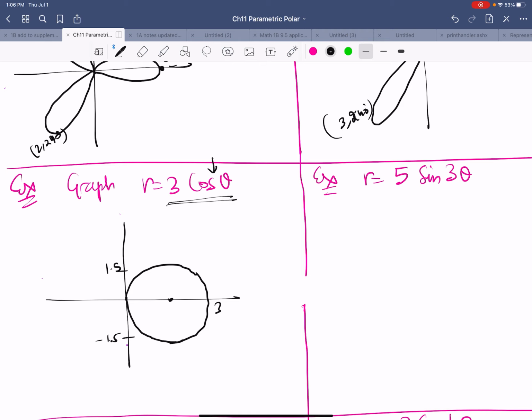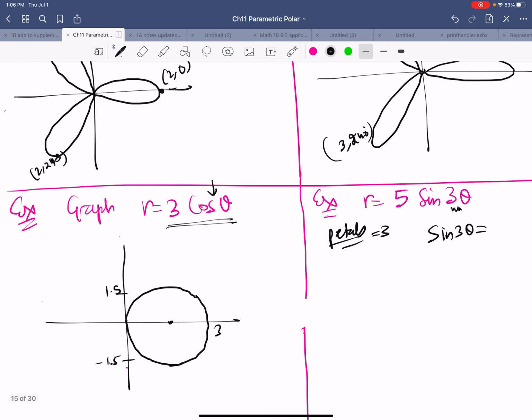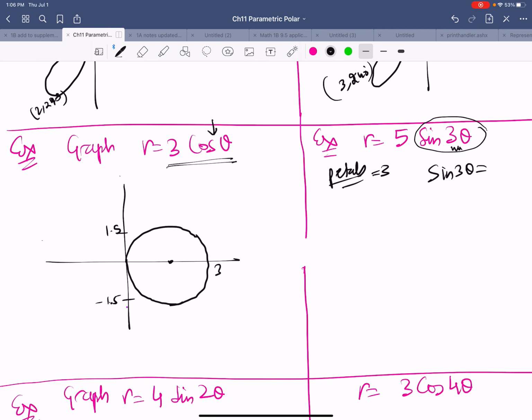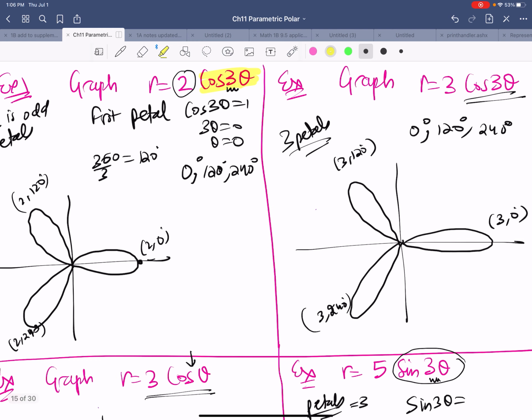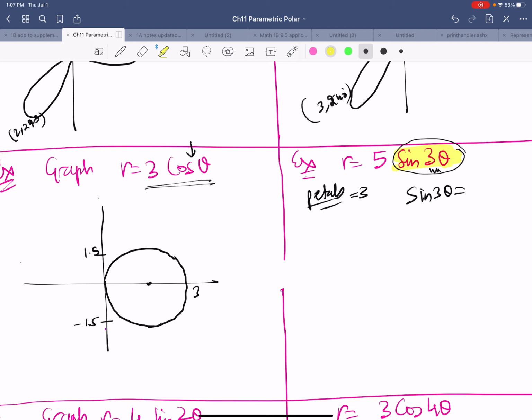Okay, how about r equals 5 sine 3 theta? Well, when you have n over here, it is going to be a rose curve. So the number of petals will be 3 in this case. The first petal will appear whenever the trig part of the function is equal to 1. Whenever sine 3 theta is equal to 1, our first petal will appear.